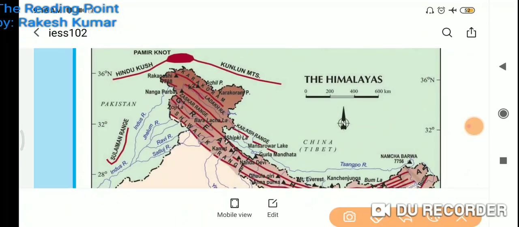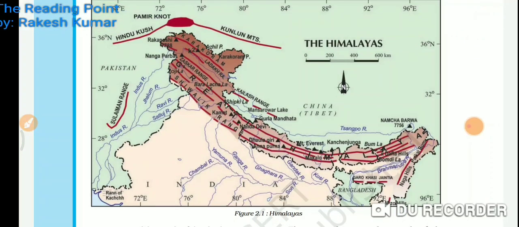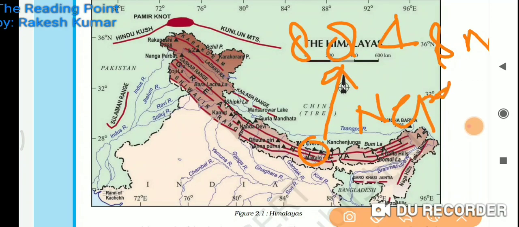Himadri is known as the Greater Himalayas and is the highest mountain range in the world. Most of the mountain peaks in the Himadri region are permanently under snow. Mount Everest, the height of Mount Everest is 8848 meters, is situated in this region and it is in Nepal. It is the highest peak of the world.